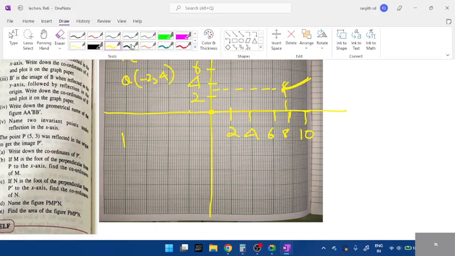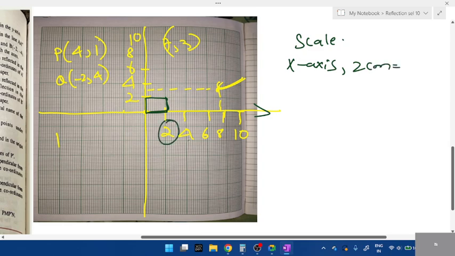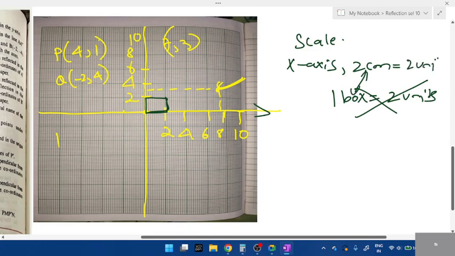How do you write the scale for this? For whatever graph you use, scale is mandatory. In the x-axis, observe the x-axis, students. This one box is 2 centimeter. 2 centimeter is equal to how many units have we taken? 1, 2, 3, 4 or 2, 4, 6, 8? Yes, so you have to write for the x-axis. We don't write one box is equal to 2 units. We don't write like this. What's the value of one box? 2 centimeter. So you write x-axis 2 centimeter is equal to 2 units.